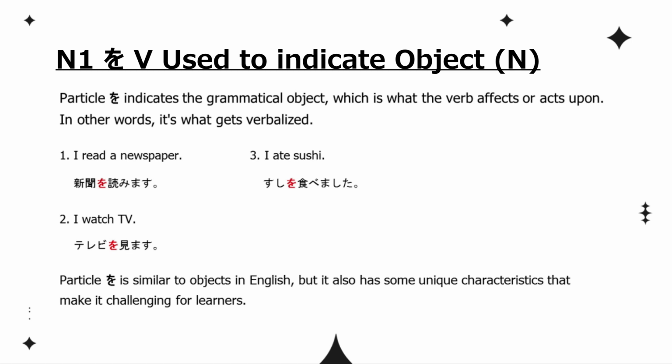Particle O marks the grammatical object of a sentence, which is the thing that is acted upon or affected by the verb. In other words, it's what gets verbed in a sentence. Particle O has a lot of similarities with objects in English, but it also has some unique characteristics that make it a little different and challenging for learners.